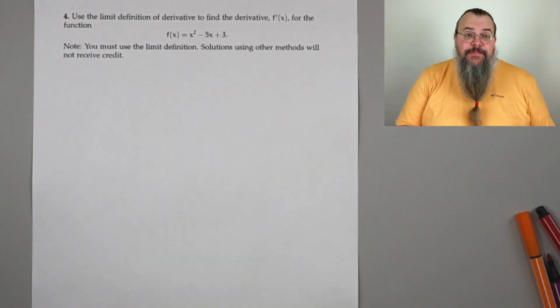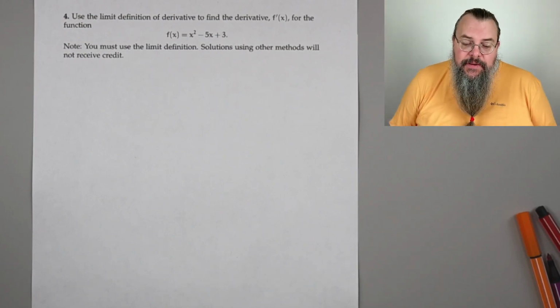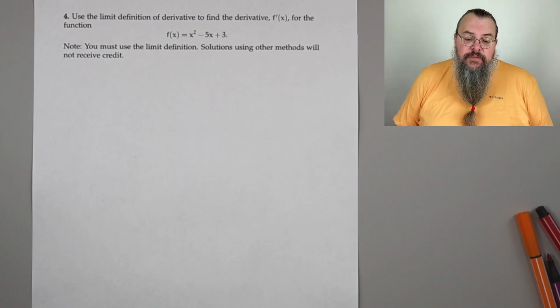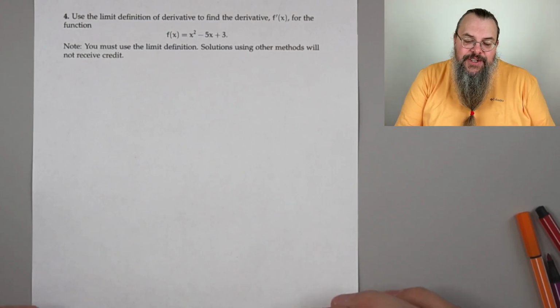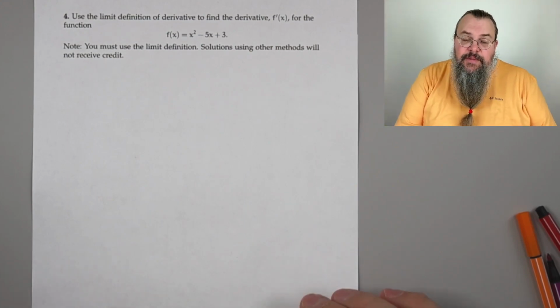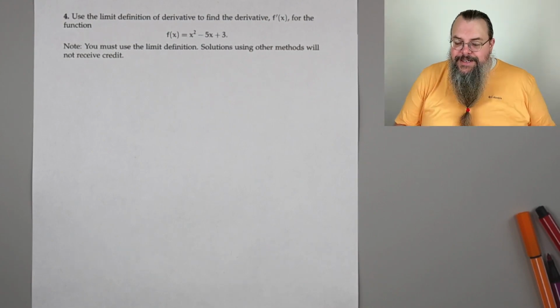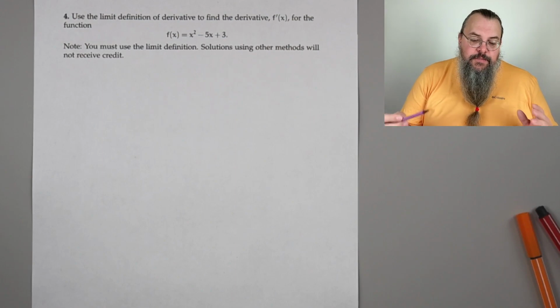Number 4. Use the limit definition of derivative to find the derivative f prime of x for the function f of x equals x squared minus 5x plus 3. Note, you must use the limit definition. Solutions using other methods will not receive credit. All right, well, that's all right. We'll just go ahead and do the limit definition, no problem.